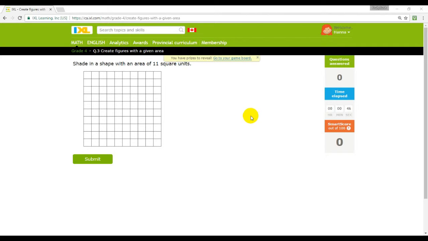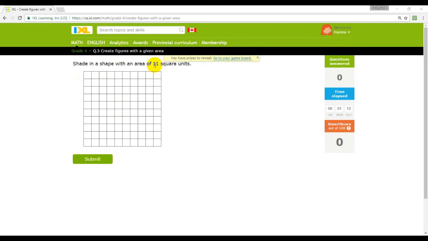In today's video, I will be doing a grade 4 Q3, create figures with a given area. So if you guys don't know, area is these squares. For example, if I shade in one square, that'll be one square unit. So it's like one part of the area.